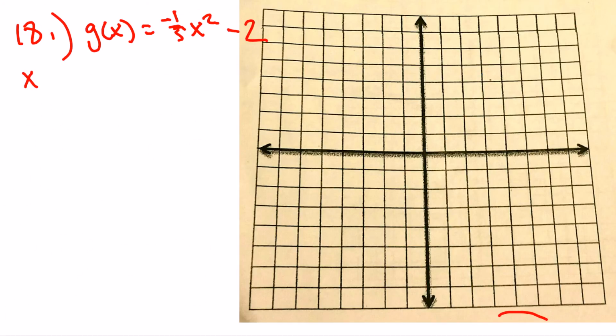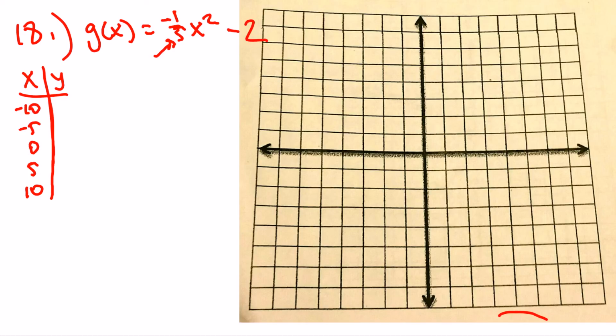Alright, number 18. So I'm going to start making my XY chart. I am not going to use negative 2, negative 1. I'm going to use negative 10, negative 5, 0, and 5, and 10 because of that fraction right there. So I'm going to use multiples of 5 so I don't have to deal with a bunch of fractions. Alright?